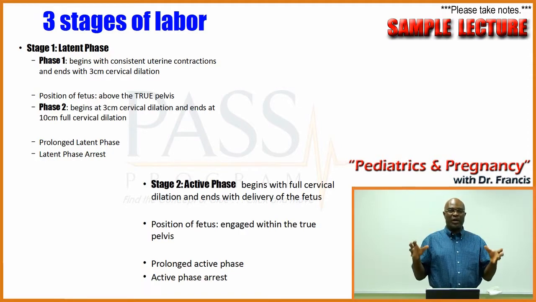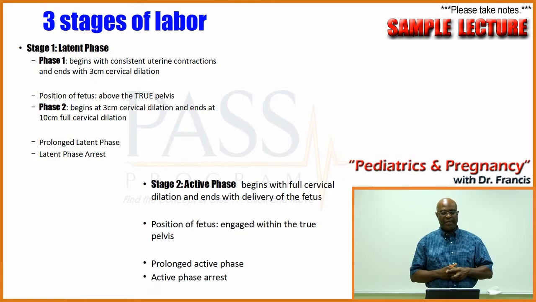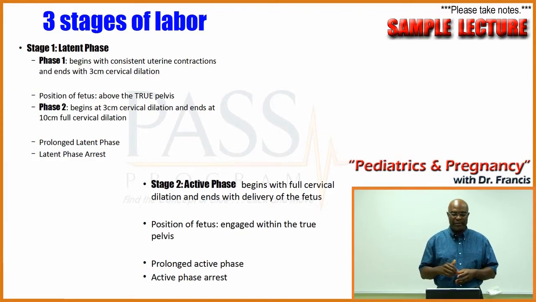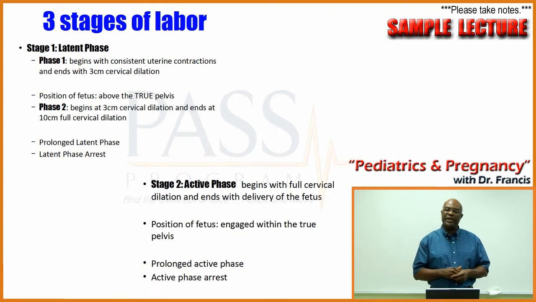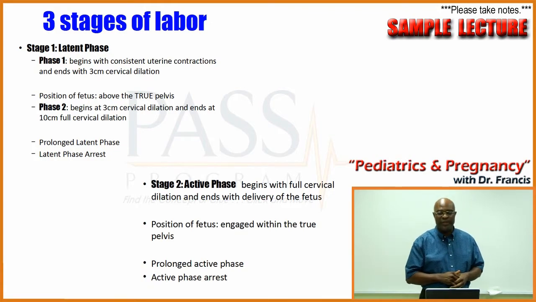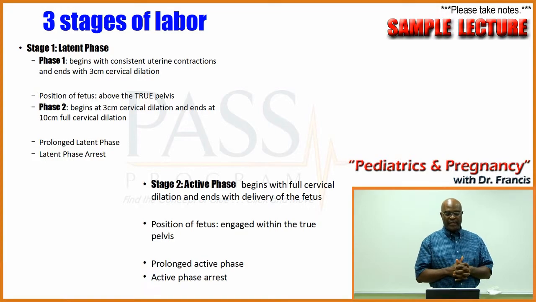Again, if you got prolonged latent phase, then all you do is continue to watch the baby and let the baby come on down on his own. All right? Or you can start an oxytocin drip. If you got a latent phase arrest, if the baby's doing fine, again, oxytocin drip. If there's any signs of distress, immediate C-section. Now, phase 2 of the latent phase begins when the cervix is more than 3 centimeters dilated and ends at 10 centimeters full cervical dilation.